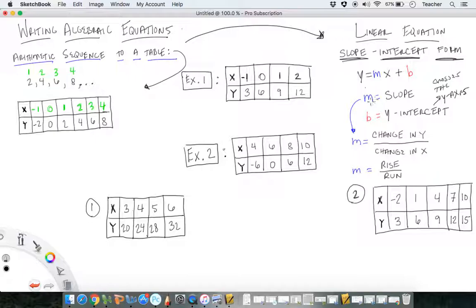Now I also wanted to reference the idea that m, the slope, which I kind of wrote in a different place, is the change in y over the change in x, or you may have heard the phrase rise over run. Both mean the same thing, but we're going to mostly apply this change in y over change in x. That's going to be really important as we write these equations.